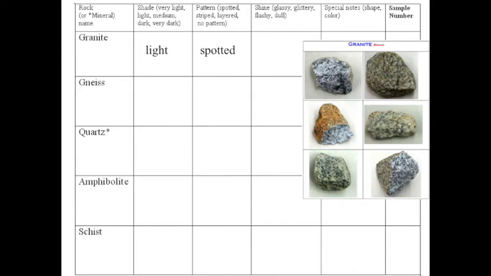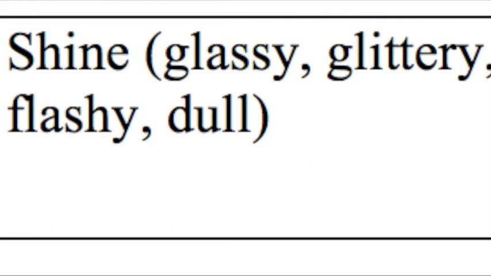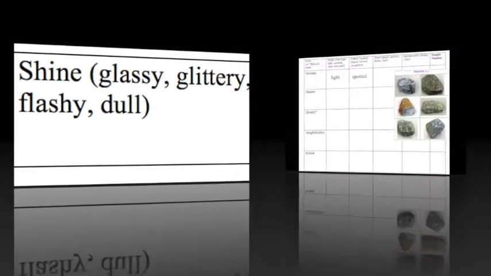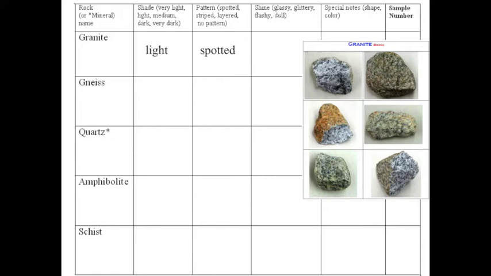Then the next characteristic is the shine. So shine can be glassy, glittery, flashy, or dull. Glassy could be as clear as glass, so we might be able to see through it, but it can also be glassy if it looks like scratched up glass. So even if it lets a little bit of light into it, we still call it glassy. Glittery would be like little points of light, like the stars in the night sky. Flashy would be shiny on the surface, but doesn't let light into it. And dull is no particular shine. For our granite, we have no particular shine, so we're going to write dull.